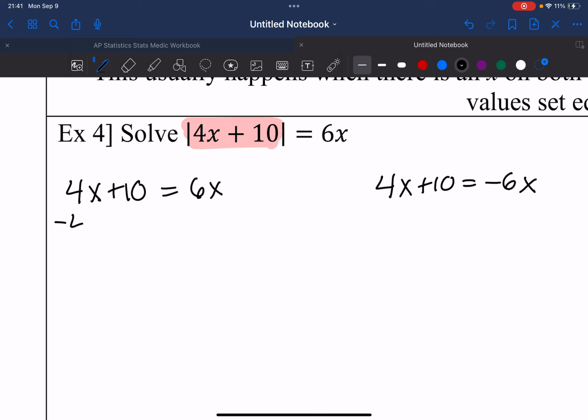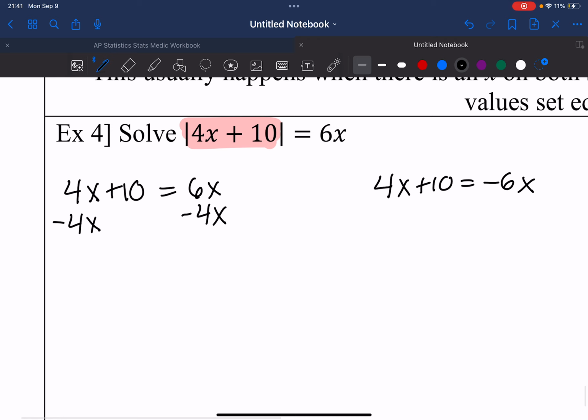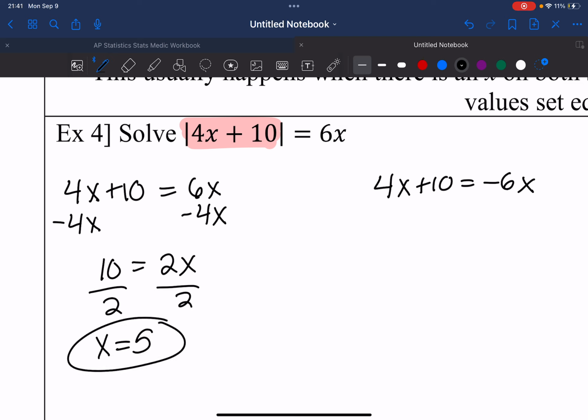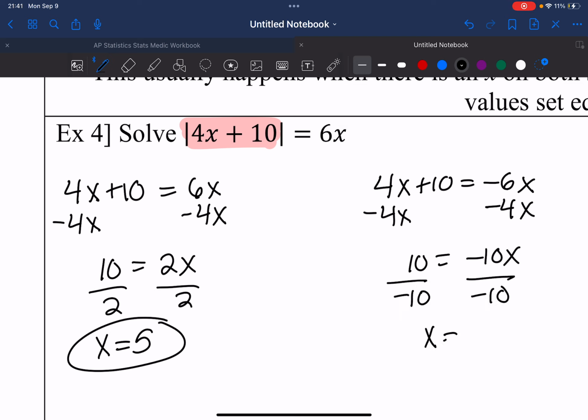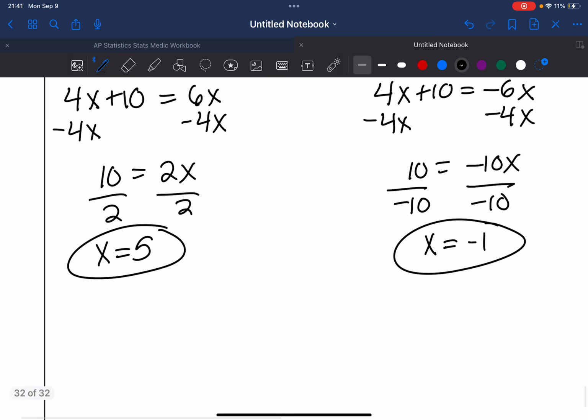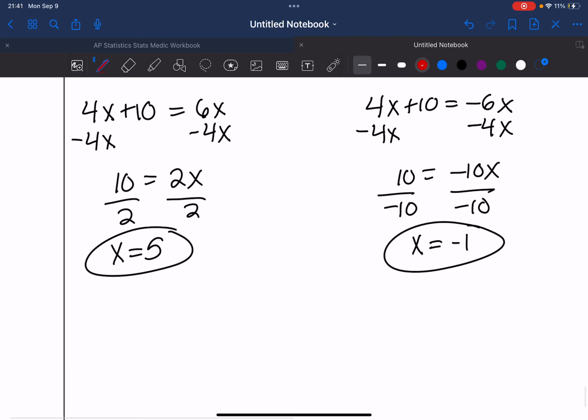Solving for x, I'm going to subtract 4x, and I get 10 is equal to 2x. Divide by 2, and I get x is equal to 5, so there's one possible answer. On the other side, I'm going to subtract 4x, and I get 10 is equal to negative 10x. Divide both sides by negative 10, and I get x is equal to negative 1, another possible answer. Before I decide if these answers are correct, I'm going to check each of them.